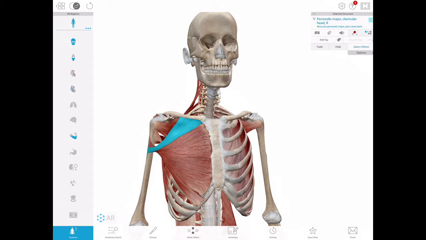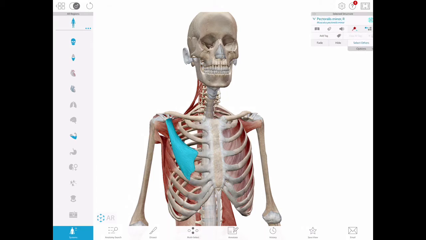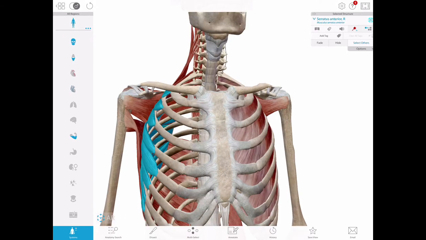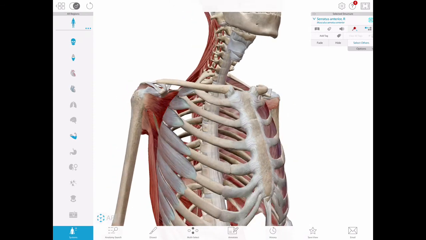Here we have the pectoralis minor. This helps with scapular depression, protraction, downward rotation, and tilt. And over here, we have the serratus anterior, which helps with scapular protraction and upward rotation.